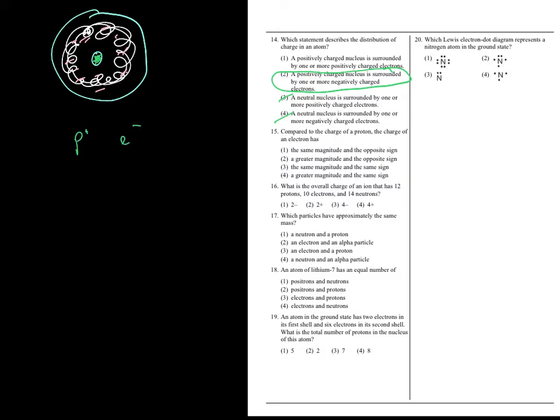Number 15, compared to the charge of the proton, the charge of an electron has, alright, so protons and electrons. This one's +1, this one is -1. It's the same number, same magnitude. So this is the same magnitude, opposite sign.